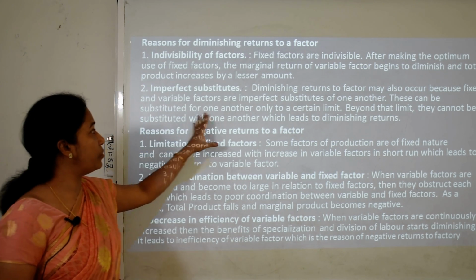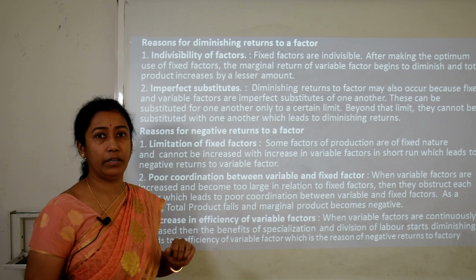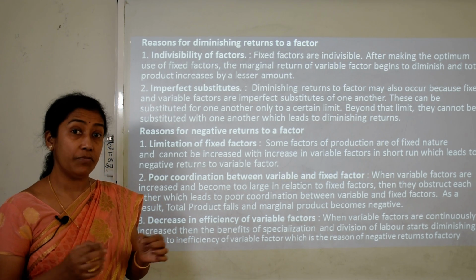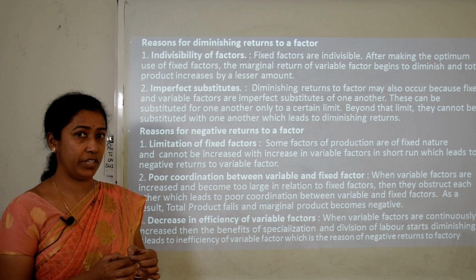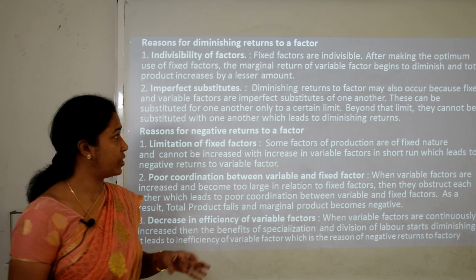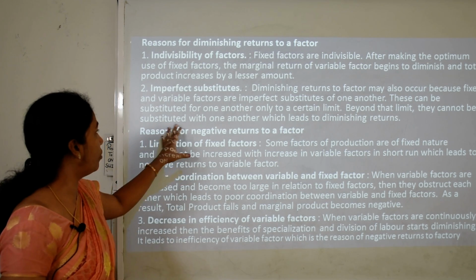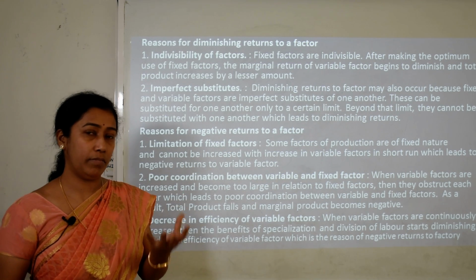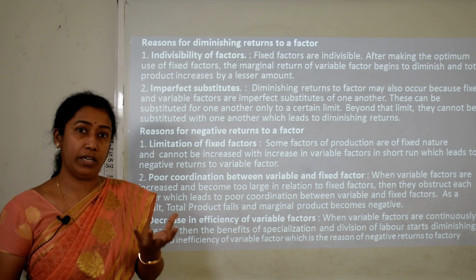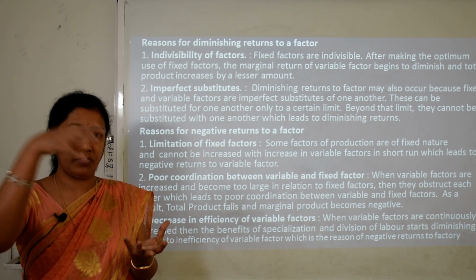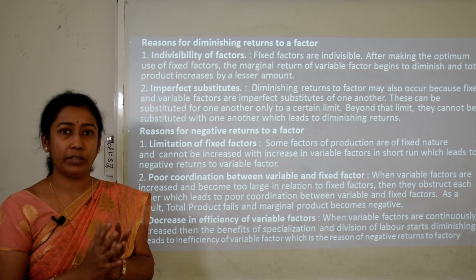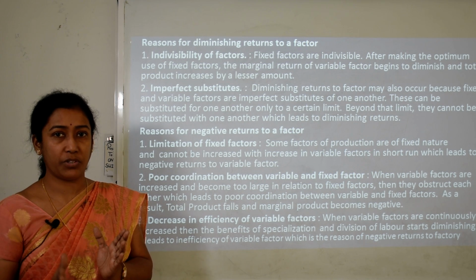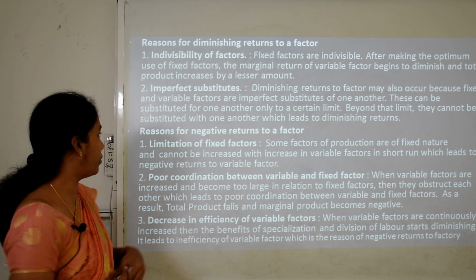They can be substituted for one another only to a certain limit. That means only to a particular limit we can call them substitutes of each other, but not a perfect substitute. Beyond that limit they cannot be substituted with one another, which leads to diminishing returns, because if less land or fewer acres of land are there and you are employing more laborers, that cannot be a better combination or imperfect substitute. So it leads to diminishing marginal product as well as total product.